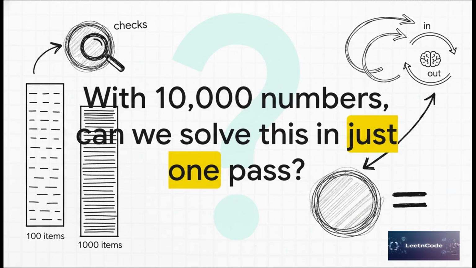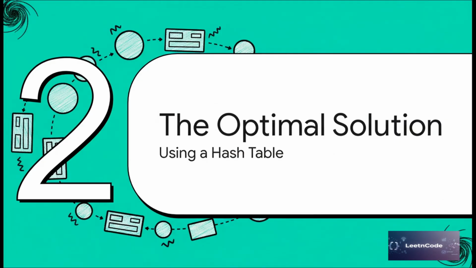Is there a way to solve this by looking at each number just one time? And the answer to that is a huge, resounding yes. There is a much better way. The secret, the key to unlocking this, is to give our algorithm a memory. What if instead of checking the same numbers over and over, we could just remember what numbers we've already seen and where we saw them? This simple little idea, it's a total game changer.